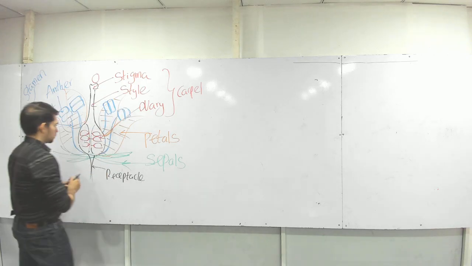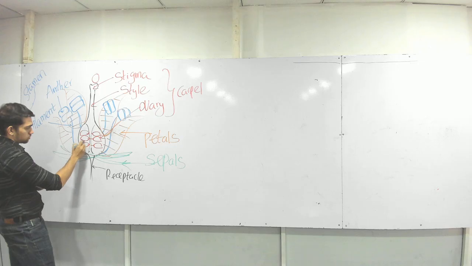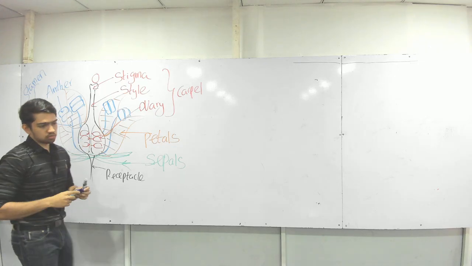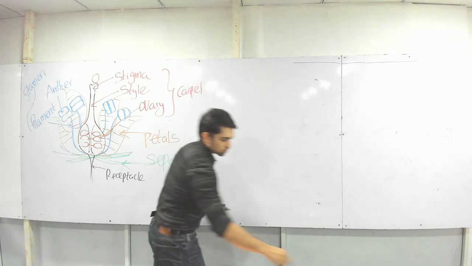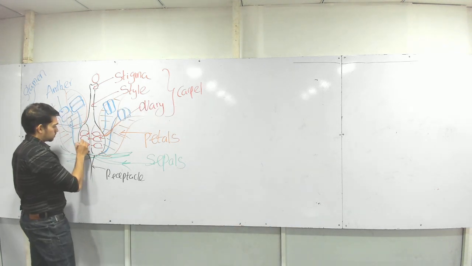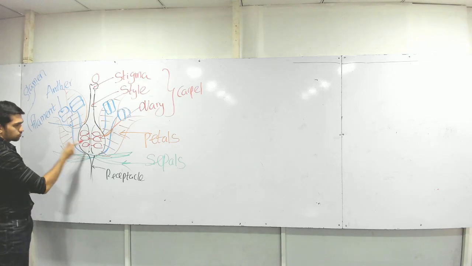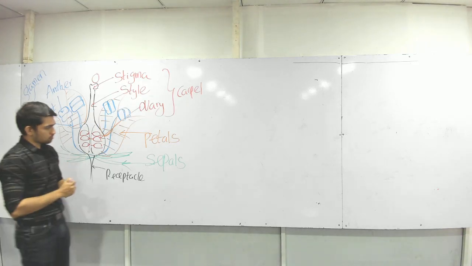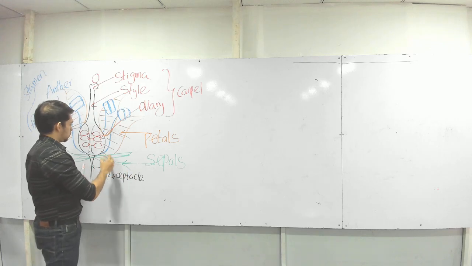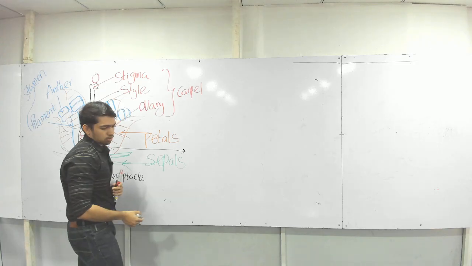You can label these individual ones. These individual red colored structures are what? Yes, ovules, no? So that's what we are going to do next. We are going to zoom in on an ovule.